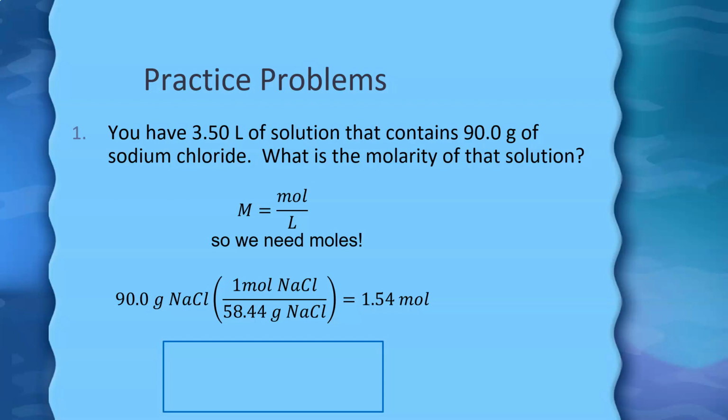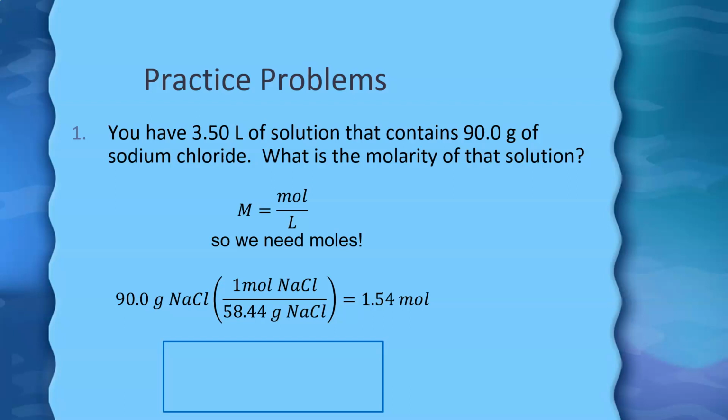And that gives me 1.54 moles of sodium chloride, which, when I think about it, makes reasonable sense. 58 is pretty close to 60. Half of 60 is 30. So 60 plus 30 would be 1.5, and that'd be about 90. So since it's a little less than 60, it should be a little more than 1.5 moles. And it is. So now I just need to finish up and answer my question.